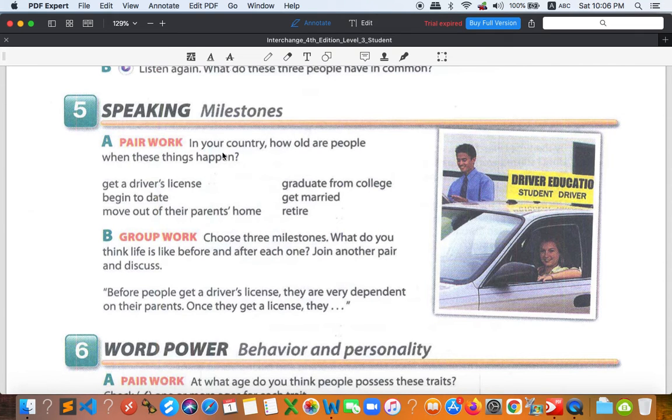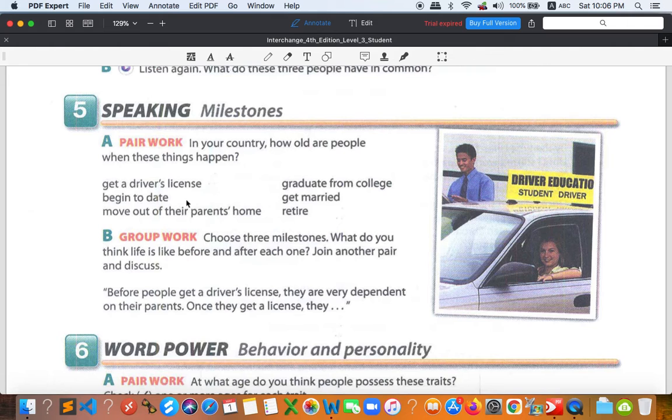Part A, in your country, how old are people when these things happen? So let's have a talk all together for the first one. Get a driver's license. I don't know whether you do have a driver's license or not, but I do. Of course I do. And if you talk about the age in our country, that should be 18, right? So when you turn 18, you can get a driver's license.